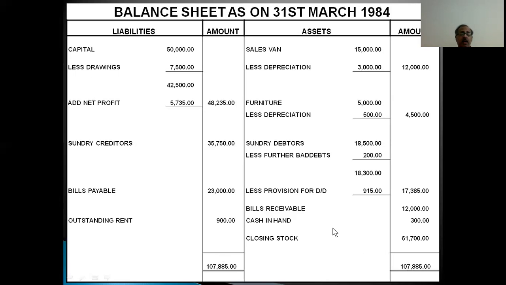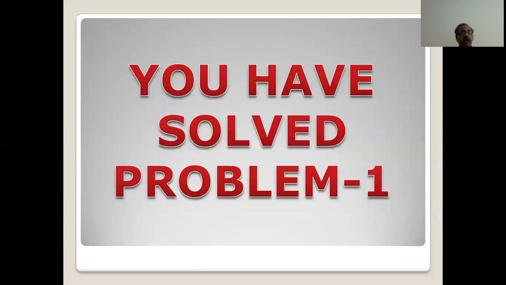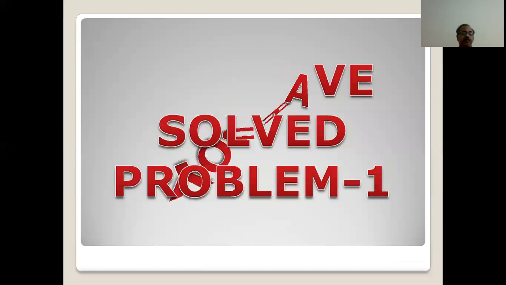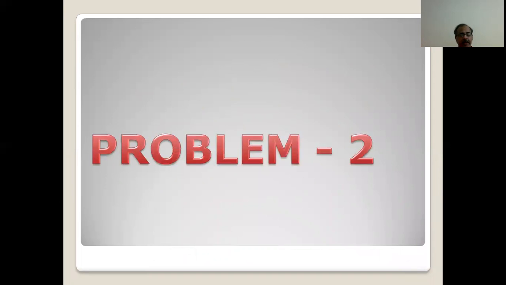It must tally. Here you can see the liabilities total 1,07,885. The asset side also shows the same corresponding figure of 1,07,885. So this is the way in which we can prepare the final accounts: trading account, profit and loss account, and balance sheet. Then we will discuss the second problem in final accounts, problem number 2.